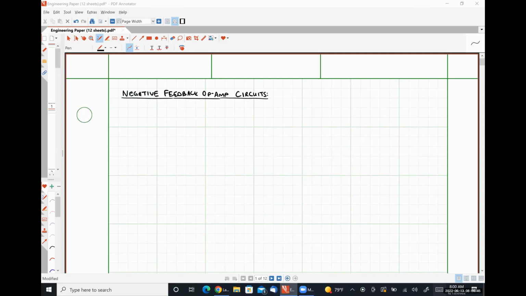All right, today we are going to talk about negative feedback op-amp circuits. There are multiple different types of negative feedback op-amp circuits, so we're going to focus on one today. And then our next class meeting will be focused on commonly used negative feedback topologies.